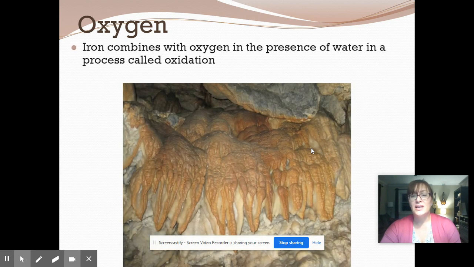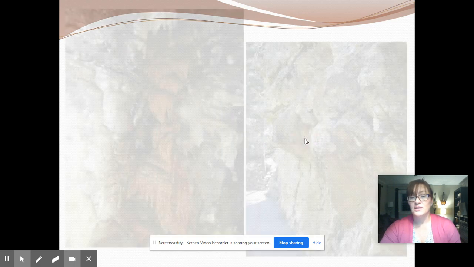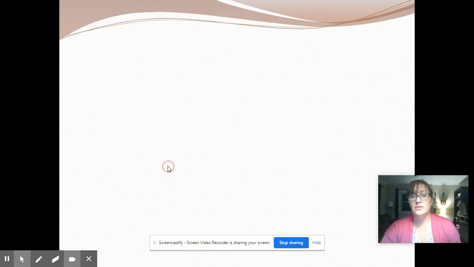Oxygen can do the same thing. This is where oxygen is reacting with some of the iron minerals that are in the rock, and it's forming rust. It's a chemical reaction that kind of forms rust. You can see it looks rust color. Here's some other really cool pictures of that.